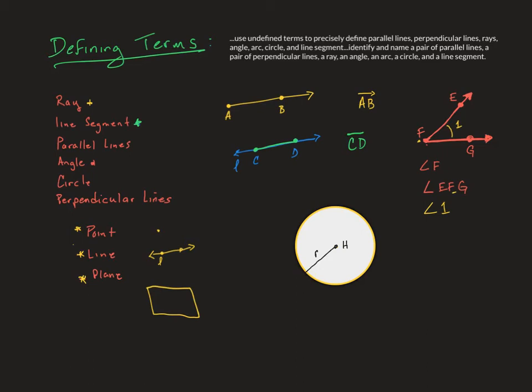And you may or may not recall that if you go all the way through, that would be called your diameter, which is 2 radiuses.